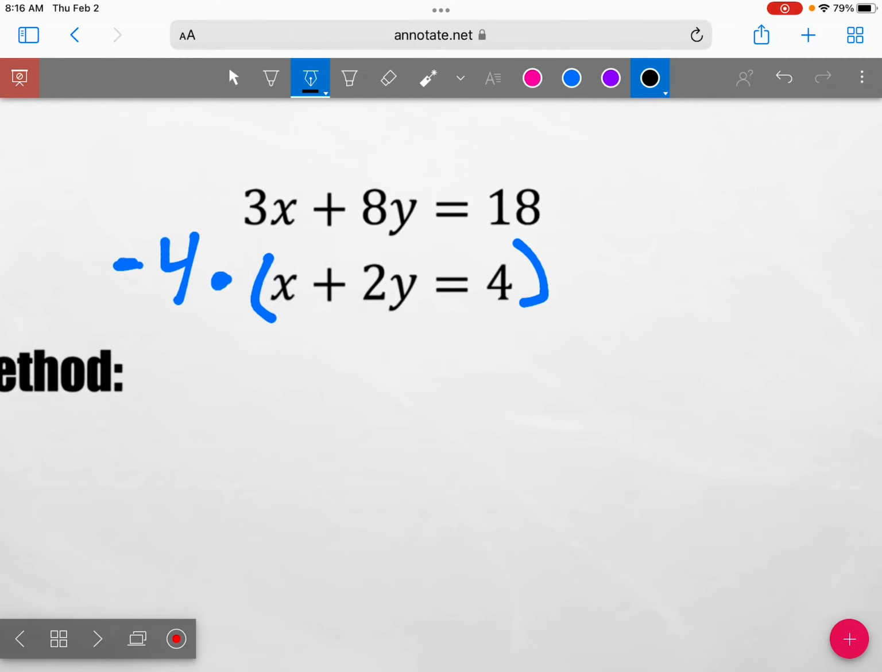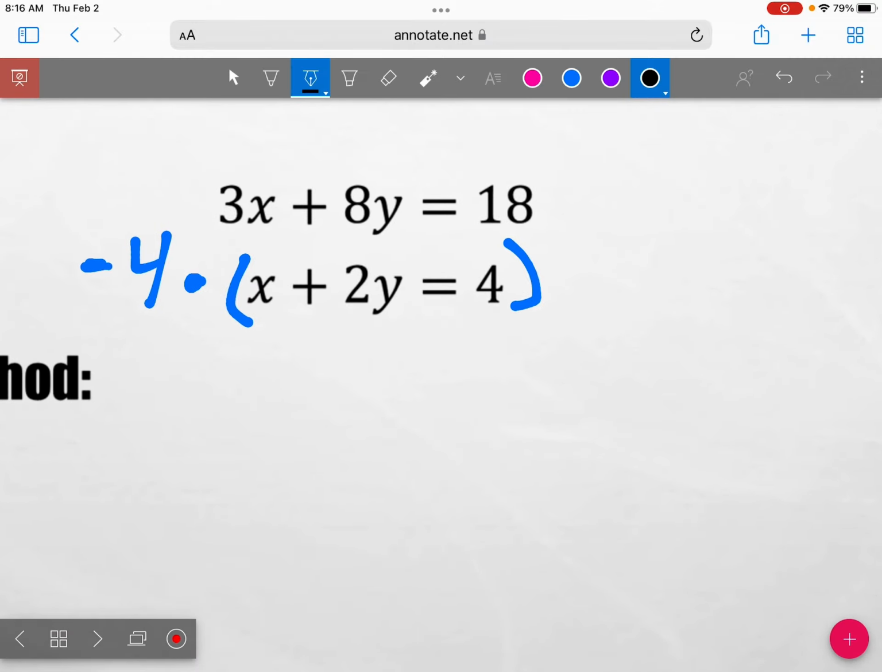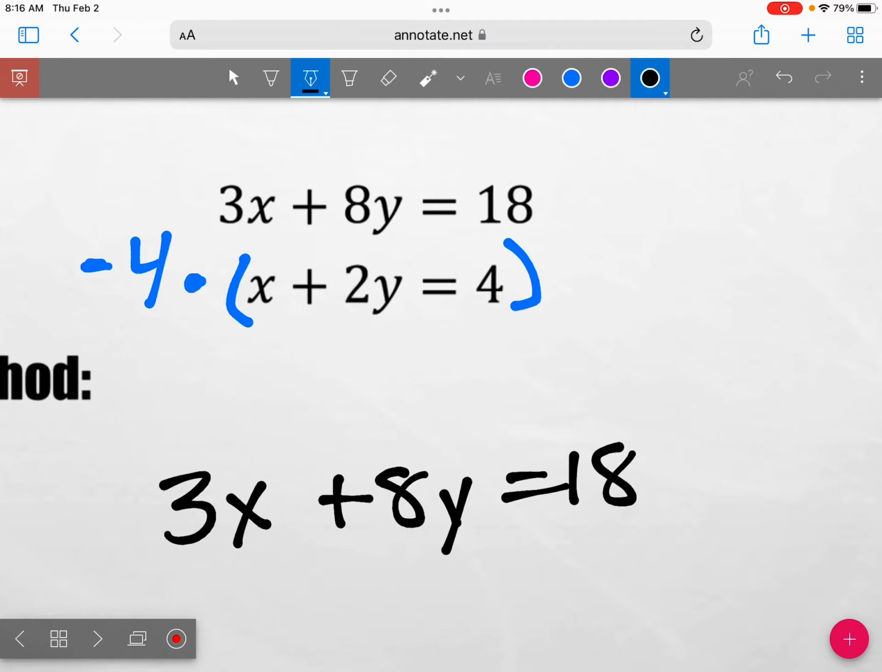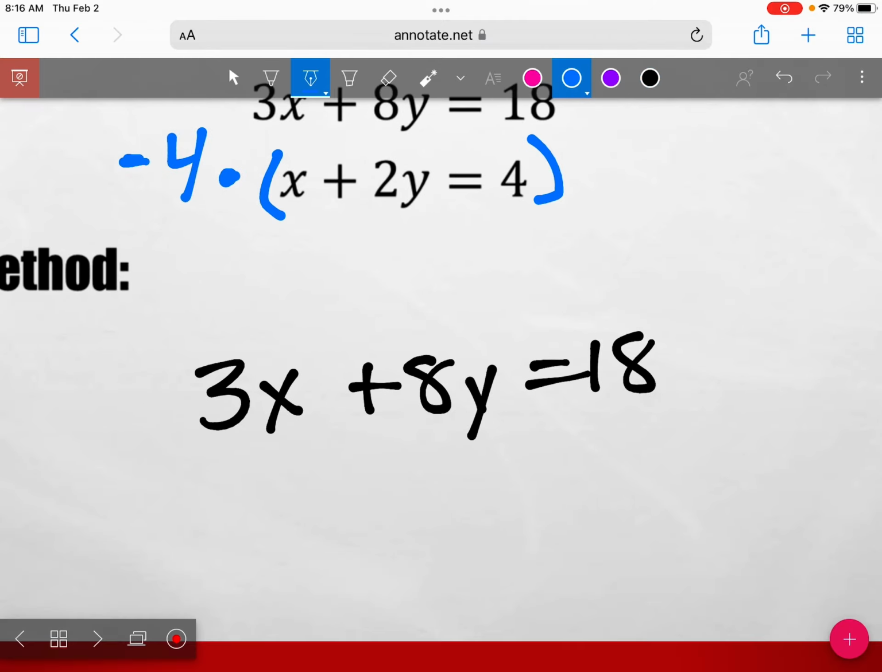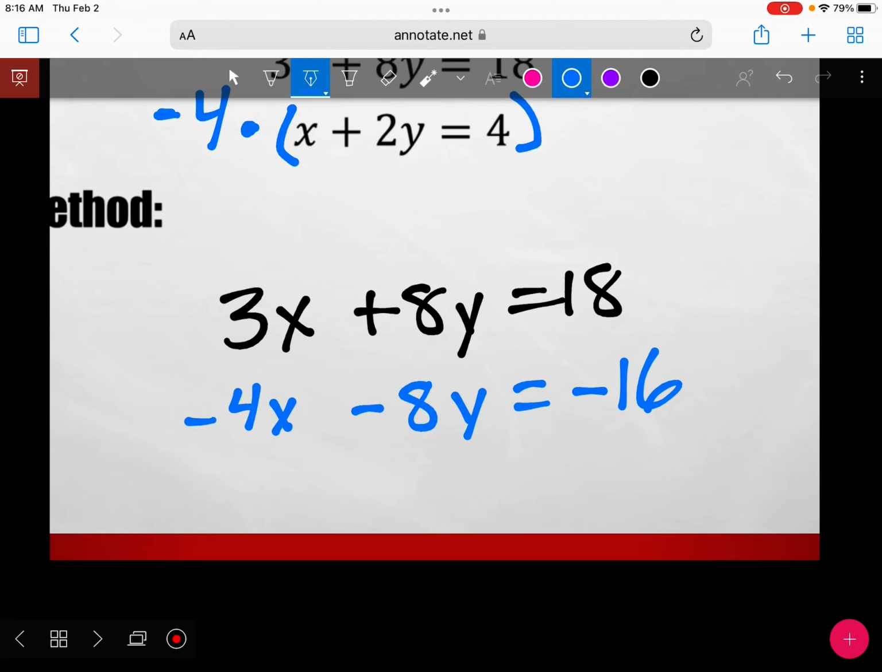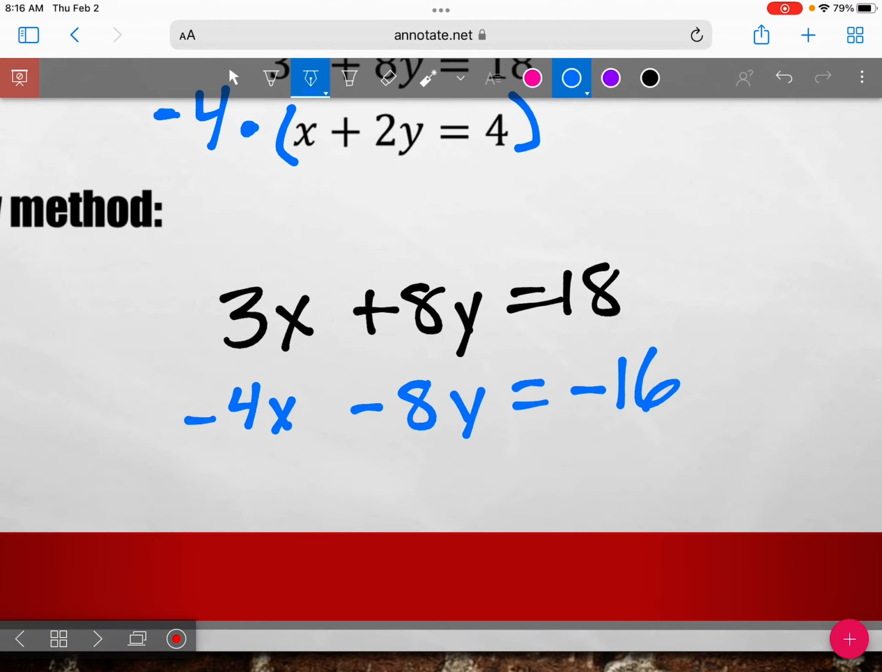My top equation I'm not actually going to have to change, so I'm just going to copy it down here. We're going to have our 3x plus 8y equals 18. And when we multiply this together, we have negative 4x minus 8y equals negative 16. This is how I figured out that we needed a negative 4: I want them to have the same number with the opposite sign. This pairing right here.